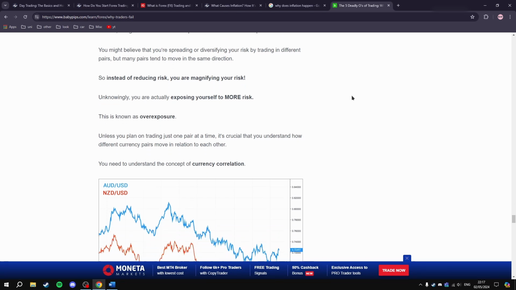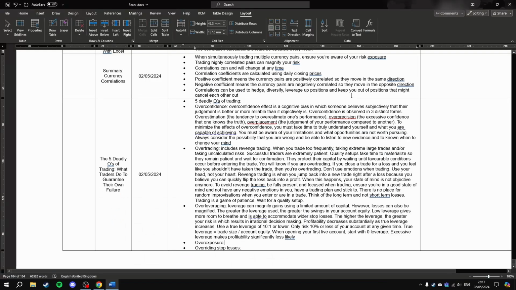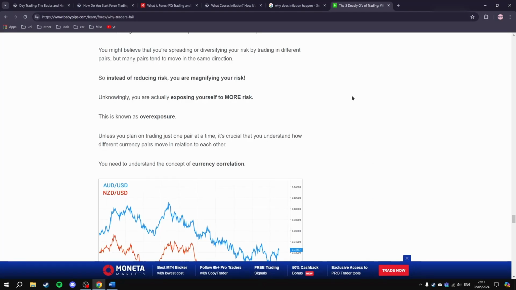Instead, it might make more sense to take one out of the two setups. You might believe that you're spreading or diversifying your risk by trading different pairs, but many pairs tend to move in the same direction. So instead of reducing risk, you are magnifying your risk. Unknowingly, you're actually exposing yourself to more risk. So this is just the currency correlations. This is known as overexposure.